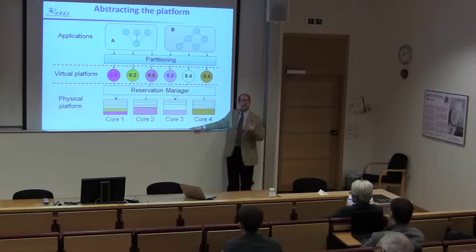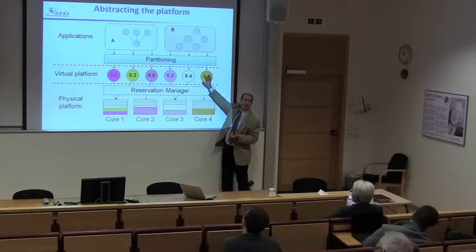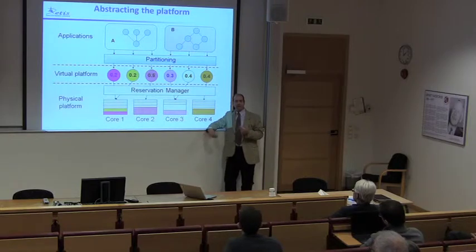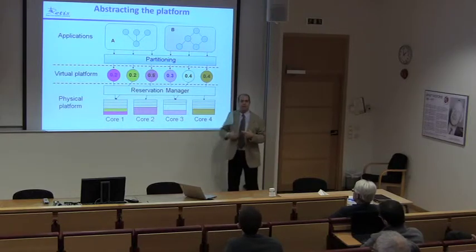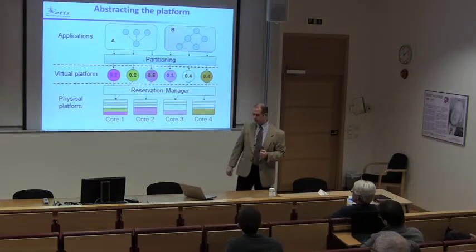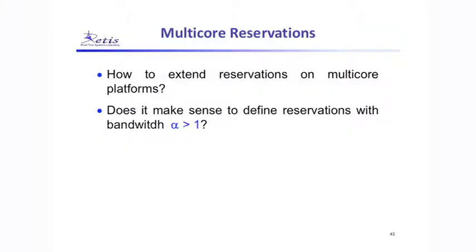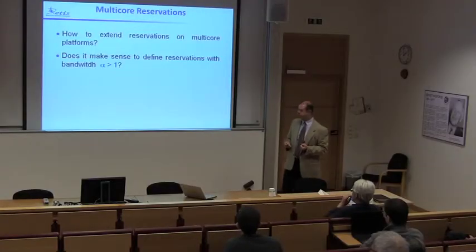You see that if we change platform, we don't need to change the first step, which is the most complex one. Because allocation is a very complex activity, sometimes it cannot be done in linear or polynomial time. We need to use optimization methods, which are sometimes very expensive. Another question is, if we have a multi-core platform, how can we extend the reservation concept to take into account multi-core platforms? Does it make sense, for example, to define a reservation with alpha greater than 1?